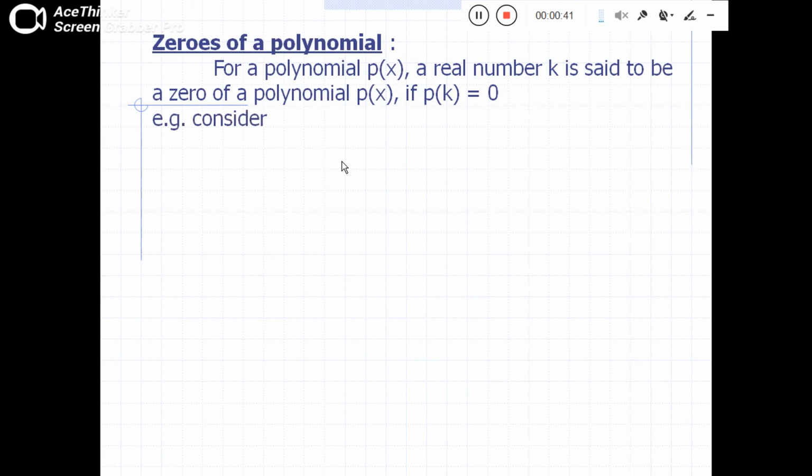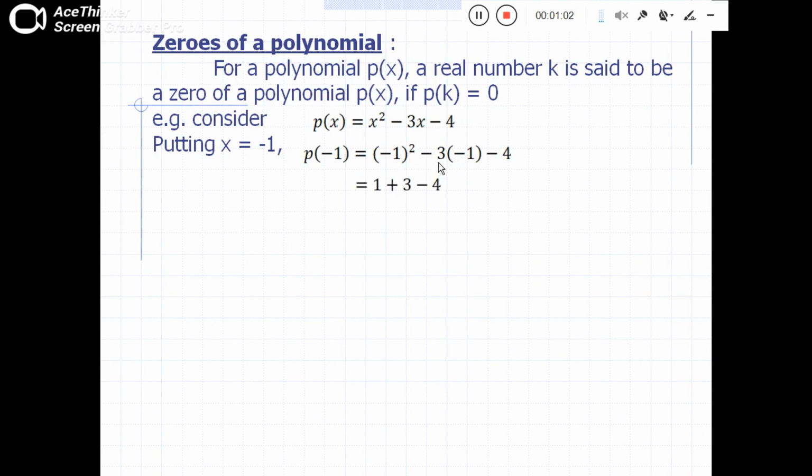For example, consider the polynomial p of x equals x square minus 3x minus 4, and substitute x equals minus 1 in this. Let us see p of minus 1: minus 1 whole square minus 3 into minus 1 minus 4. Minus 1 whole square is plus 1, minus 3 into minus 1 is plus 3, and minus 4. So 1 plus 3 is 4, minus 4, which equals 0. The value of this polynomial came to 0 when x equals minus 1. So minus 1 is called a zero of this polynomial.